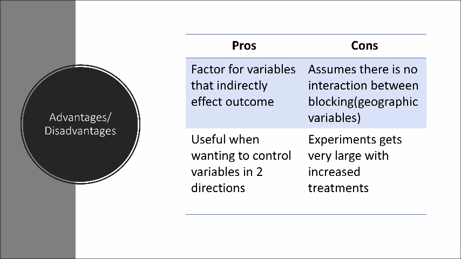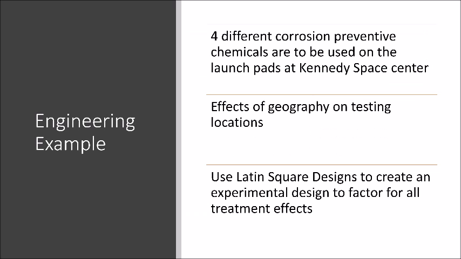There are several cons. These cons include that there is no interaction between blocking variables, and this can be interaction between the different treatments in each row and every column. The experiments can also get very large with increased treatments, so as you can imagine, as your treatments increase, your box will also increase, making it a nuisance to work with.